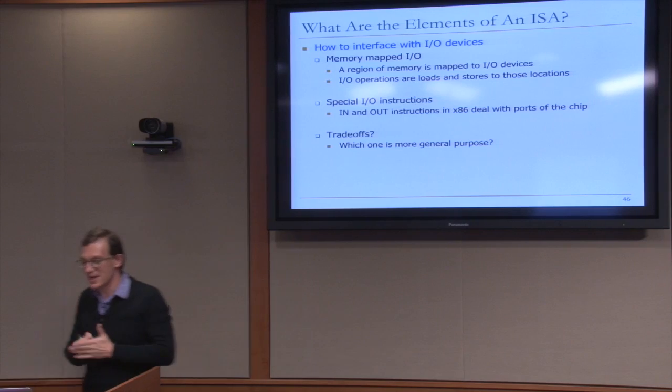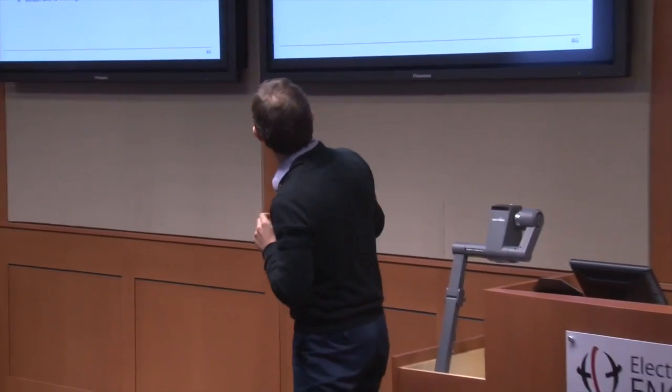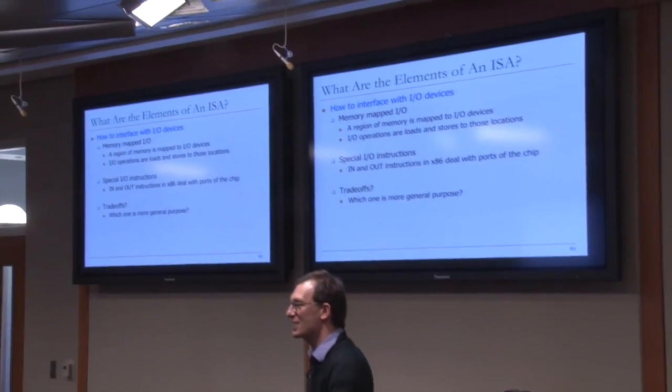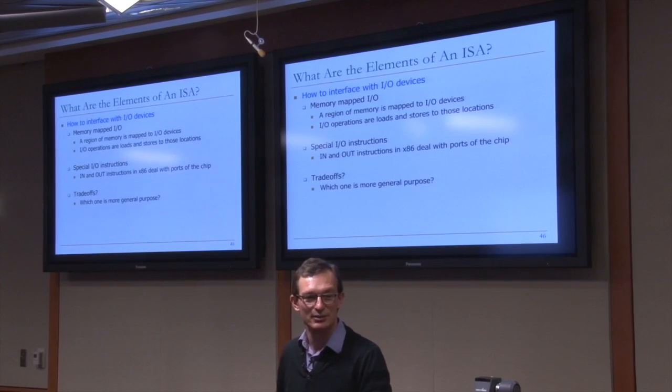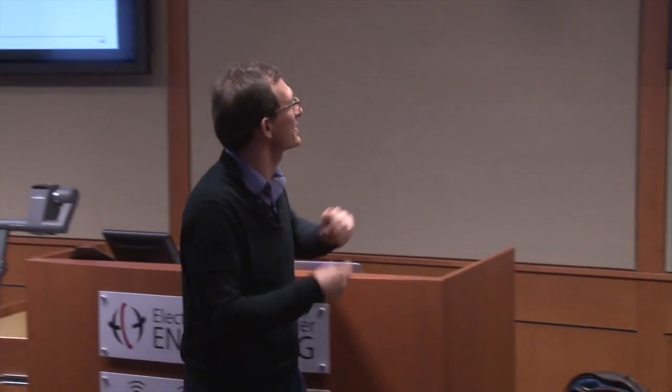So the other elements of the ISA: how to interface with the I/O devices. Even this is a choice in the ISA. You can use memory mapped I/O. Basically, a region of memory is mapped to I/O devices. Whenever you're accessing them with load and store, you're really accessing the I/O devices. And this mapping is formed at the beginning when the system is set up.